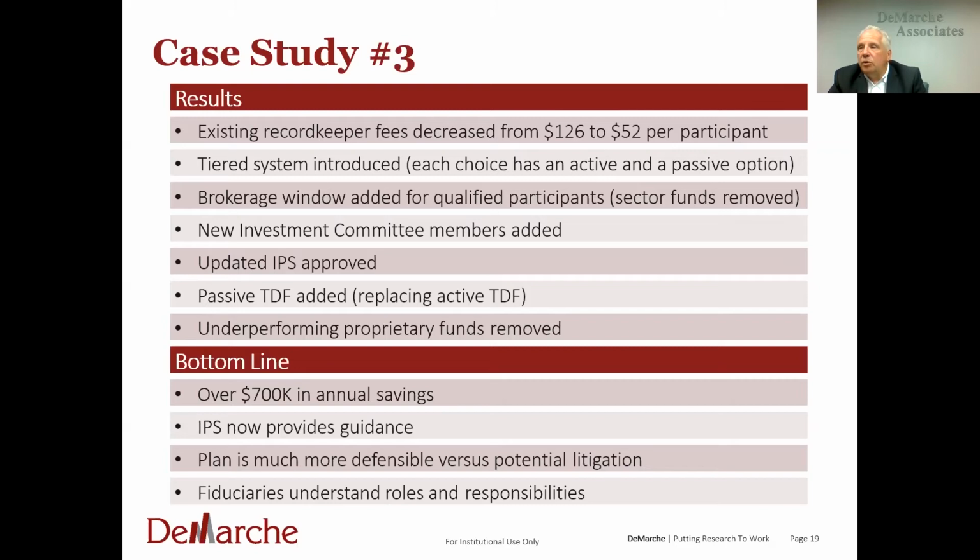Bottom line here, again, more savings flowing to plan participants, amounting to over $700,000. We have an IPS now providing really good guidance. We're confident the plan is more defensible versus potential litigation. And again, we have a situation now where the fiduciaries on the investment committee and the board understand their roles and responsibilities.